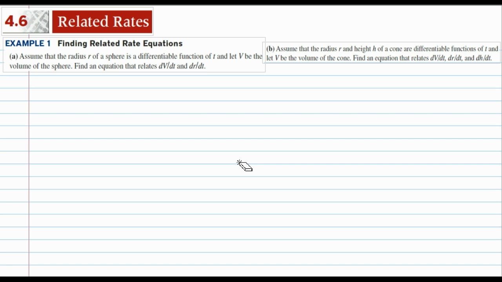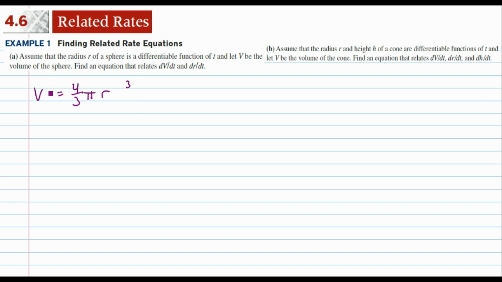So for example 1 here, assume that the radius r of a sphere is a differentiable function of t. So r is a function of time, and let v be the volume of the sphere, and volume is a function of time as well. Find an equation that relates dv/dt and dr/dt. So what they're saying is, the volume of a sphere is 4/3 pi r cubed.